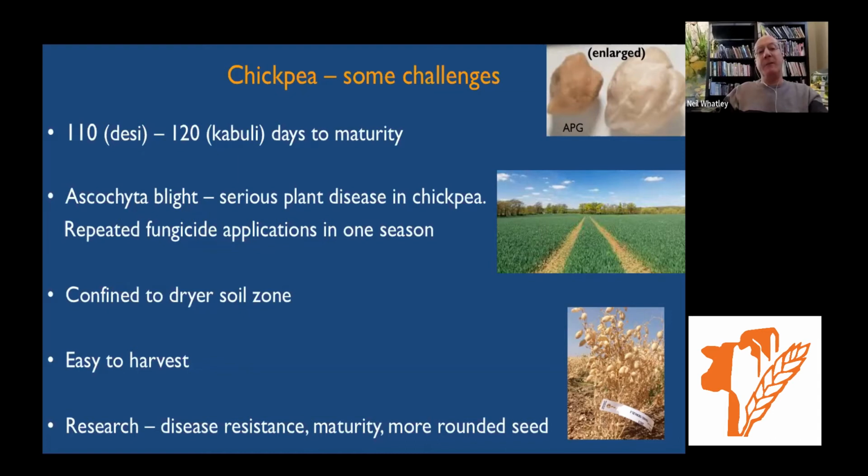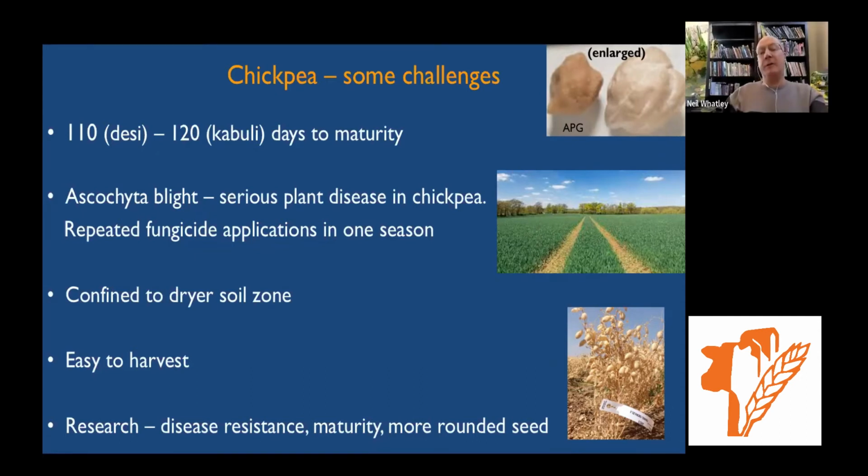But the main problem with chickpea is ascochyta blight. Now, ascochyta blight in pea, lentil, and chickpea is a different type of ascochyta blight. We do call them all ascochyta blight, but the one from chickpea, for example, does not affect the lentil or pea, so they're specific. But it's a very serious plant disease in chickpea.